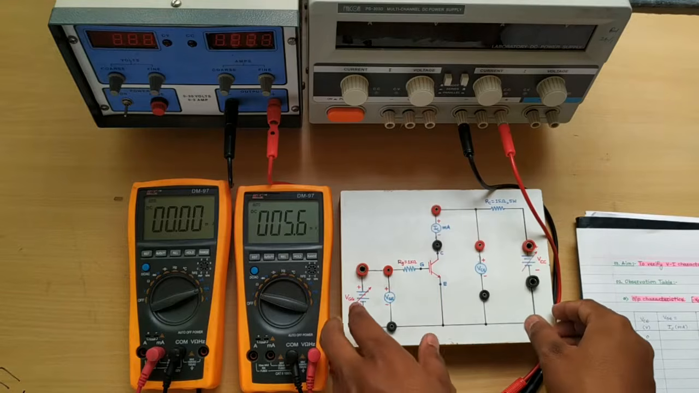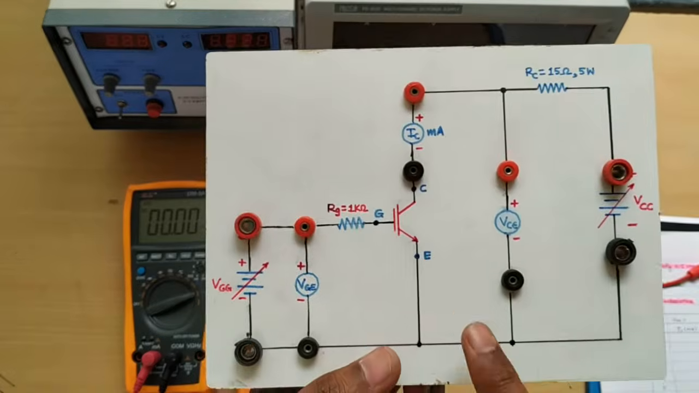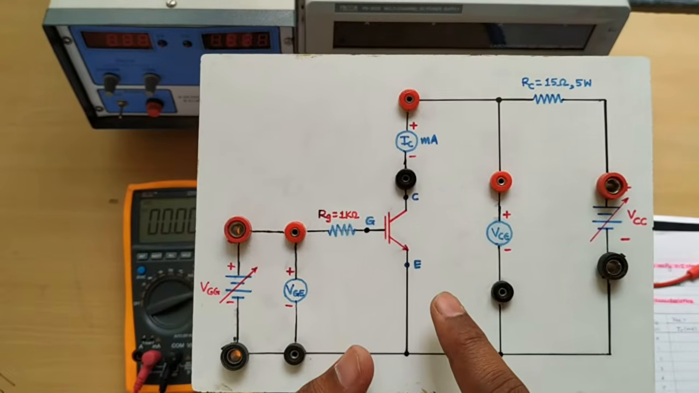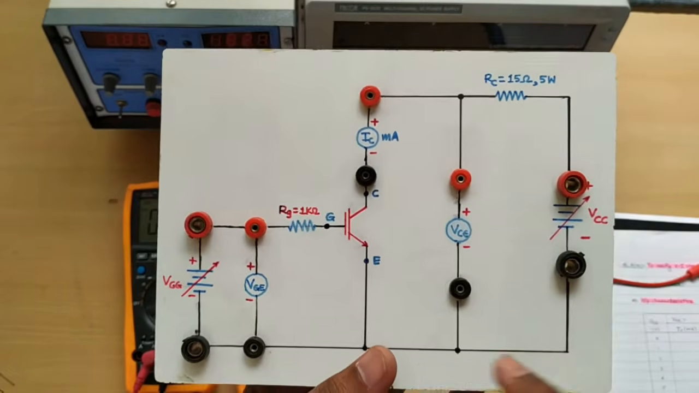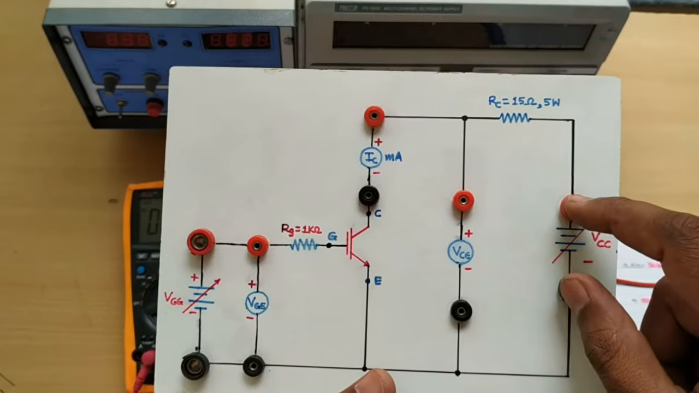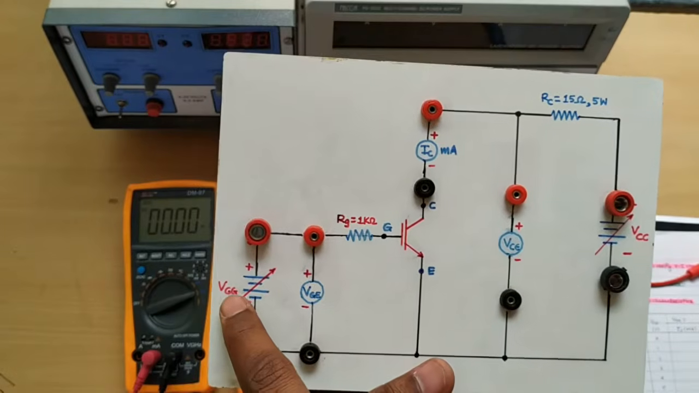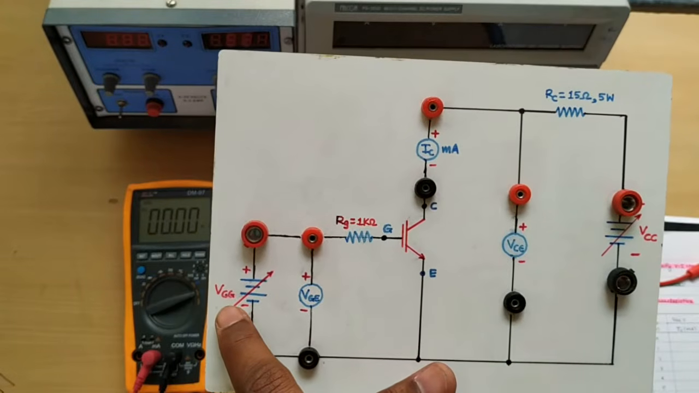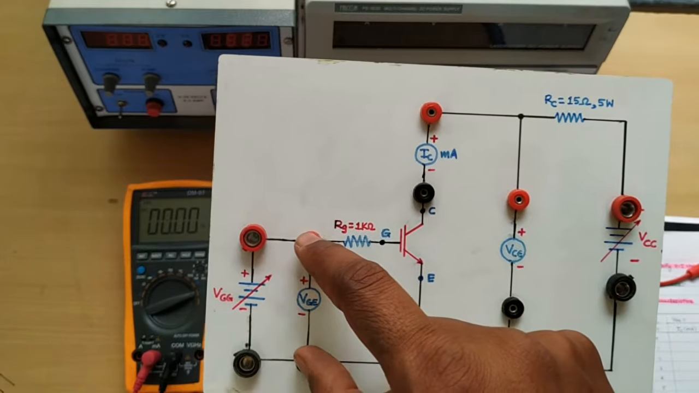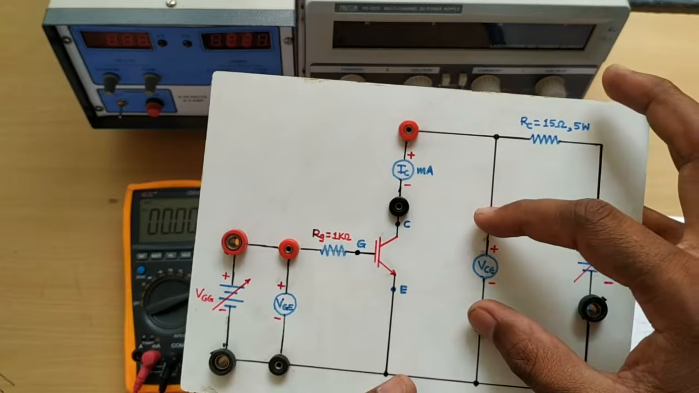of IGBT. So friends, we are conducting this experiment with the help of this experimental board. This is a handmade board in the lab. Okay, so this is nothing but your circuit diagram. Here you can see from this side we are applying the collector voltage and from this side we are applying the gate voltage. In order to measure the gate voltage, we can connect a voltmeter over here and the voltage between collector and emitter can be measured over here.